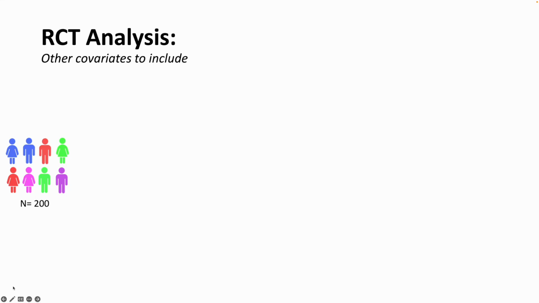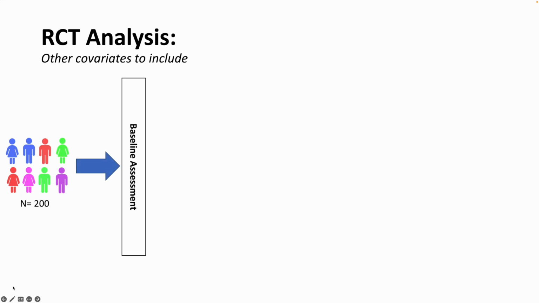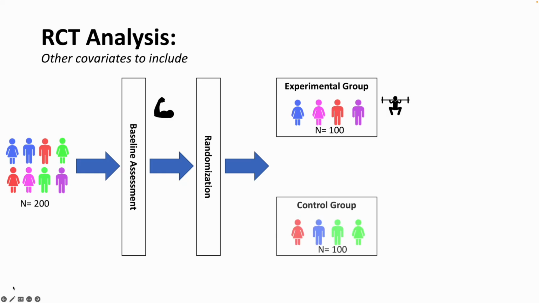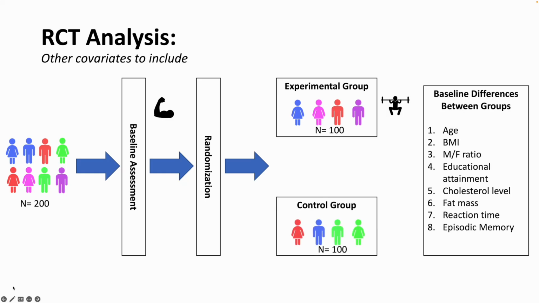So here's a good example. Let's assume that we have a group of 200 individuals that we are going to assess at baseline looking at muscle strength. And then we're going to randomize the two groups. One group is going to receive exercise, the other group is not going to receive anything. Now, in terms of these groups, we see a number of baseline differences that exist between groups, including age, BMI, male to female ratio, educational attainment, cholesterol level, fat mass, reaction time, etc.